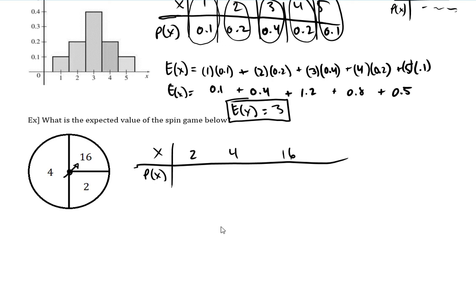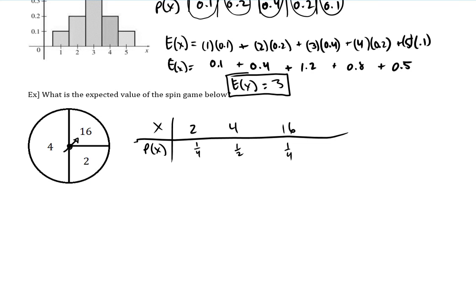Well, when it comes to this board, it looks like it's cut into a half and then another half. So if half the board is 4, that would be the probability that it lands on 4. And then each of these is a quarter of the circle, so these would be 1/4 and 1/4. You can convert these to decimals too, but I'm just going to keep them as fractions for this problem.